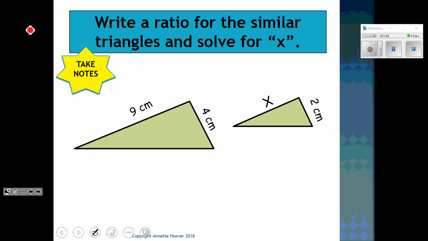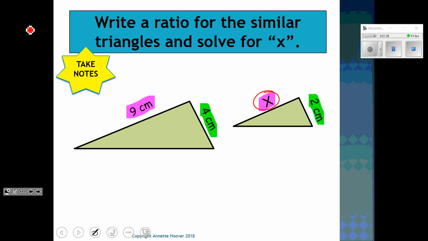So if we look up at these two triangles, we see that we're trying to find this missing side right here. So what we're going to do is look up here at the triangles. They happen to be positioned the same direction. One of them's not rotated or flipped. So this long side with the 9 centimeters would be similar to the side that we're looking for. And then the 4 centimeter side would be similar to the 2 centimeter side.